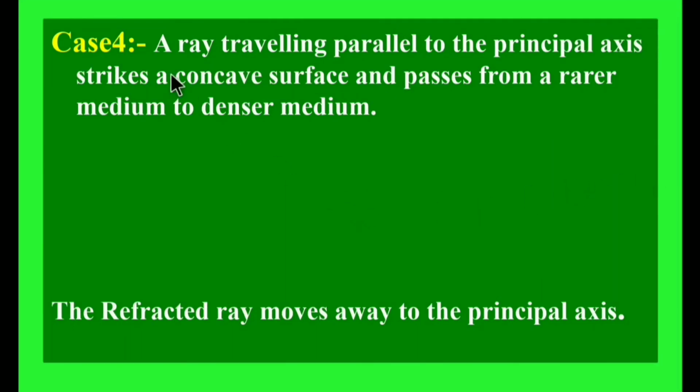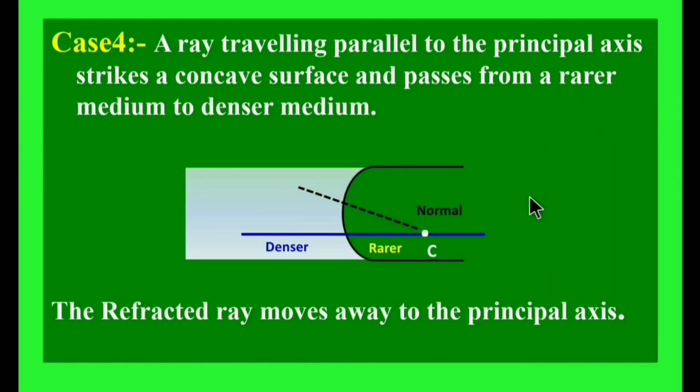Case 4. A ray traveling parallel to the principal axis strikes a concave surface and passes from a rarer medium to denser medium. Now the light rays are going from rarer medium to denser medium like this. Light rays are moving and incident at this point, and after refraction the refracted ray moves away from the principal axis. It seems to be generated from the principal axis, but moves away from the principal axis.